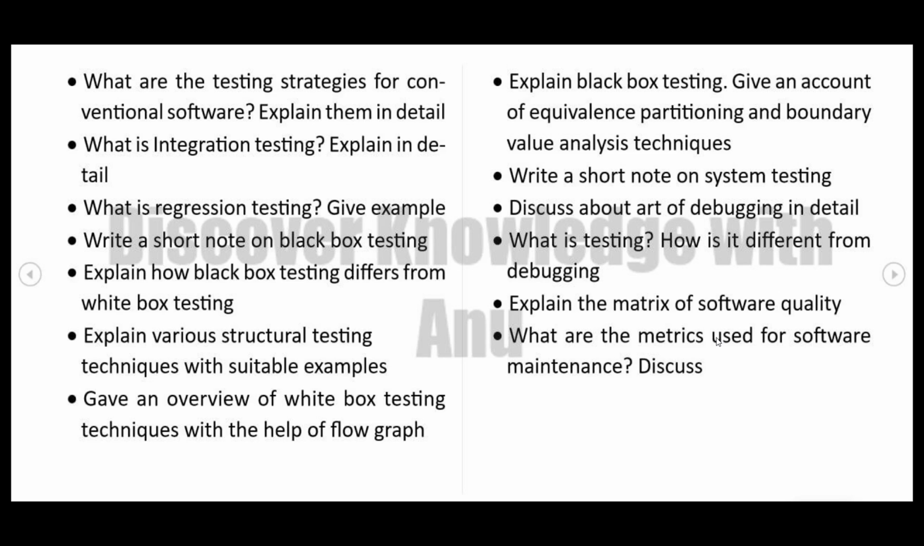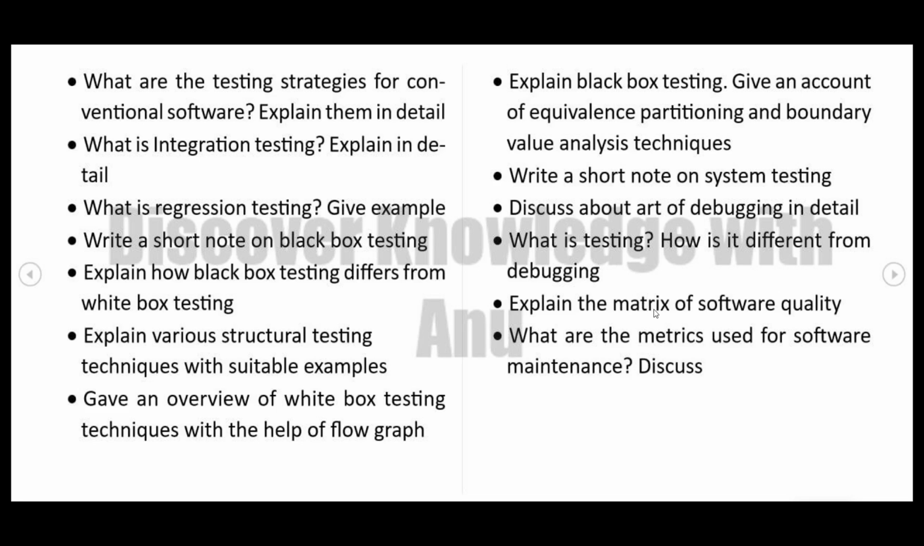Explain various structural testing techniques with suitable examples, and give an overview of white box testing techniques with the help of flow graph. Explain black box testing, give an account of equivalence partitioning and boundary value analysis technique. Write a short note on system testing. Discuss the art of debugging in detail, and what is testing, how is it different from debugging.